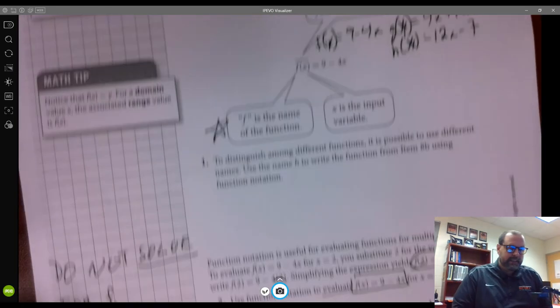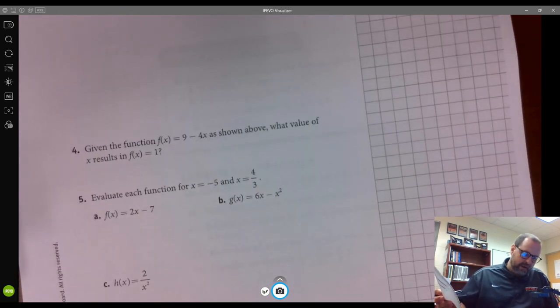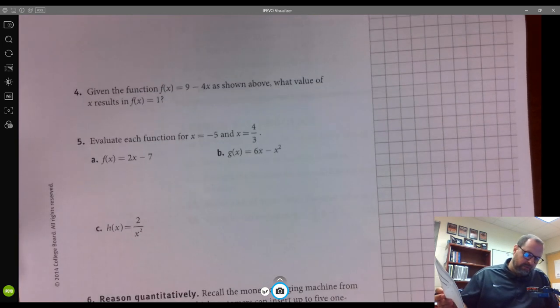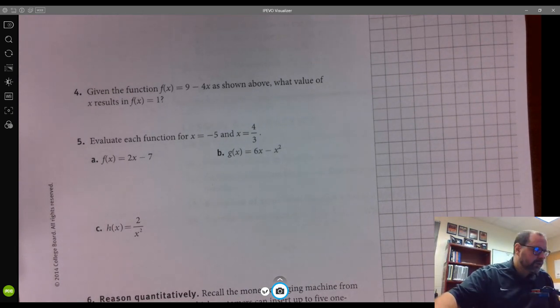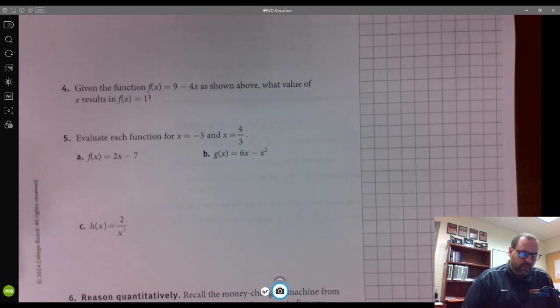Okay, so that's the basics of it when we're looking through there. We'll go to number 4 here. So now it says, what if the function f of x equals 9 minus 4x, what value of x results in f of x equals 1?